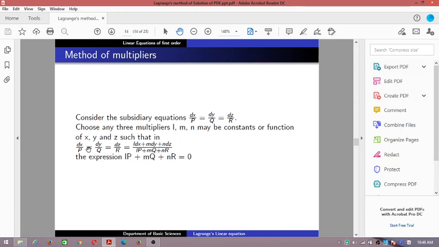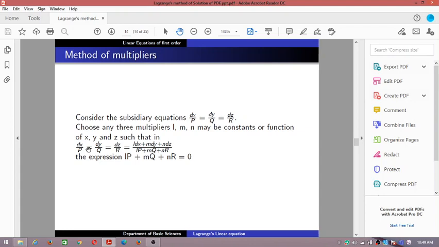Now we discuss the method of multipliers to find u and v. The subsidiary equations are again in the form dx by P equal to dy by Q equal to dz by R. We choose three multipliers L, M, N. They can be either constants or functions of x, y and z, satisfying the condition that Lp plus Mq plus Nr is equal to 0.